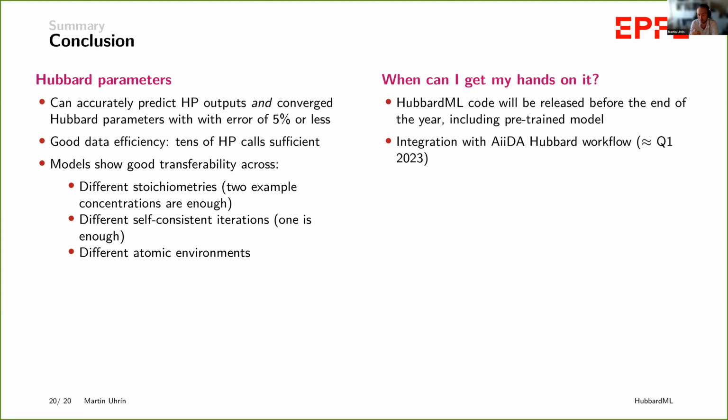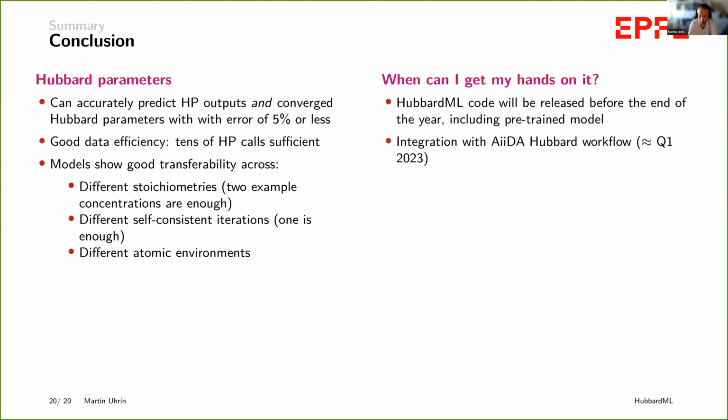So this code that we call Hubbard ML will be released before the end of the year, including pre-trained models. For the systems that we've shown here, there'll be a pre-trained model, and there's no need for you to calculate the HP parameters. Of course, if your system is different, then you will need to do some calculations that you feed to the neural network and train it. But all of that would be as automated as it can be, so it would be fairly easy to use.